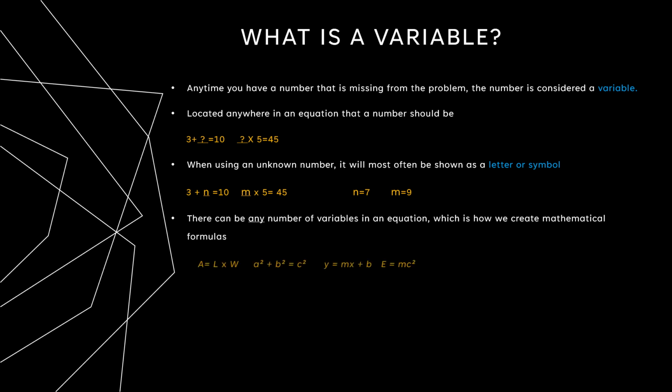Some of the most common ones that you'll see are ones for, say, solving the area of a square or finding the sides of a triangle, graphing. One of the most common ones is one that was used by Albert Einstein, E equals mc squared. Those are all letters that are used to represent unknown numbers or variables.